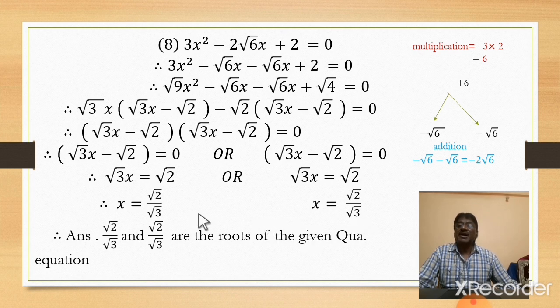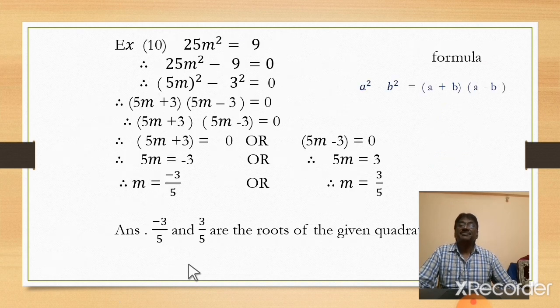In this way we find the roots of the given quadratic equation, and that is root 2 upon root 3, root 2 upon root 3. Therefore, our answer is root 2 upon root 3 and root 2 upon root 3 are the roots of the given quadratic equation.